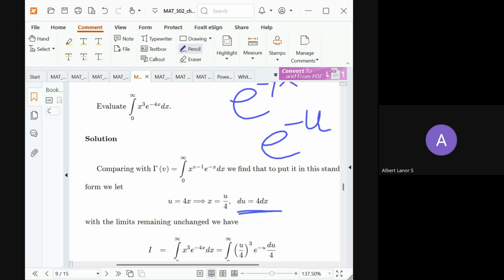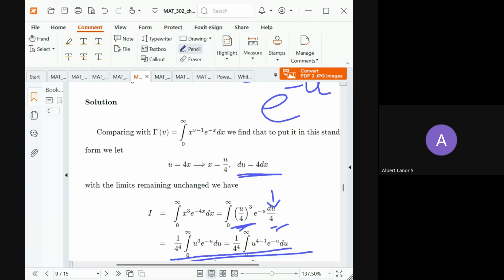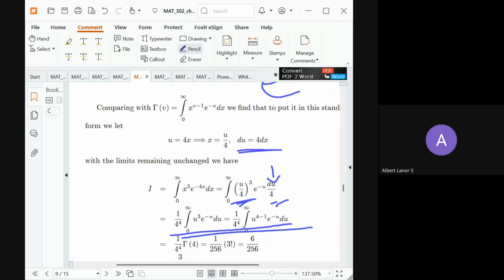Now, what is x? x is u over 4, cubed. So we're going to have u over 4 cubed, then e to the minus u. Now the dx itself is going to be du over 4. So when you put the 3 u's and the 1 here, you have 1 over 4 to the 4th power, then you have u to the power 3, e to the minus u. So this one here is a standard gamma function.